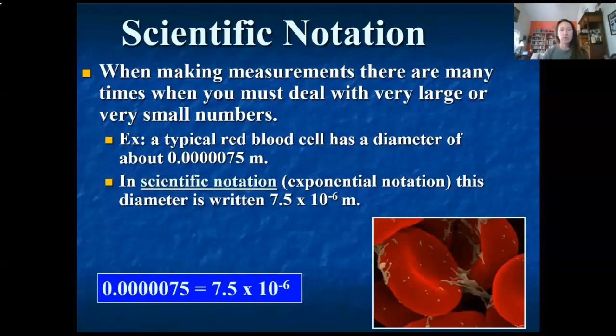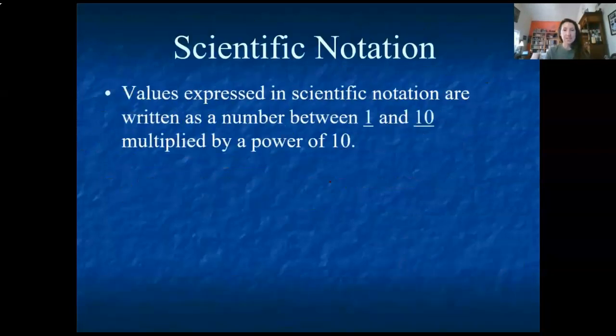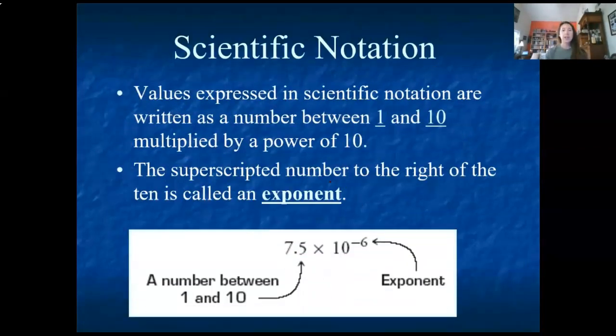So for example, if you have a red blood cell, instead of writing all these zeros, we use these numbers, right? And we're going to talk about what these exponents are. So these numbers in scientific notation are always between 1 and 10. What I mean is the number in front of the multiplication sign is always going to be like 1, 2, 3, 4, 5, 6, 7, 8, or 9. It's going to be one of those, right? Between 1 and 10. The exponent is the number of places you moved your decimal.